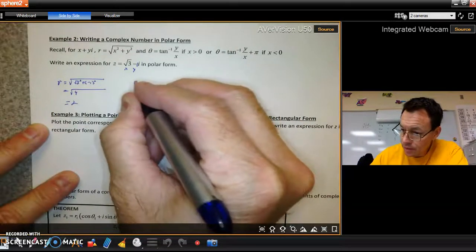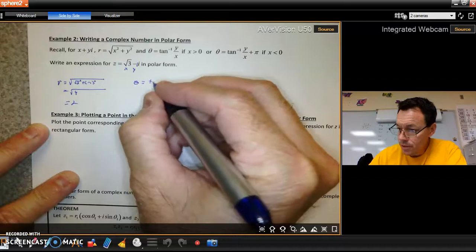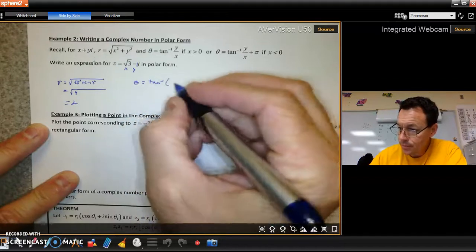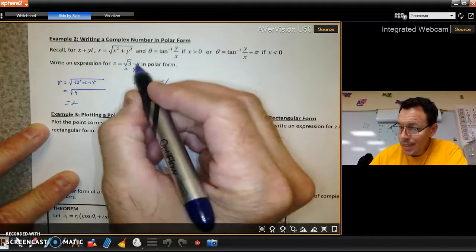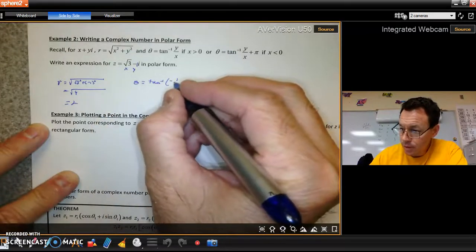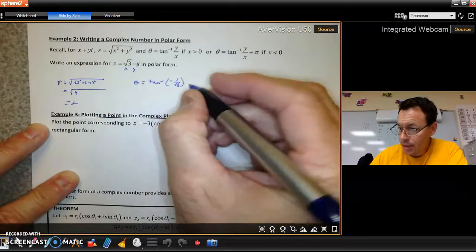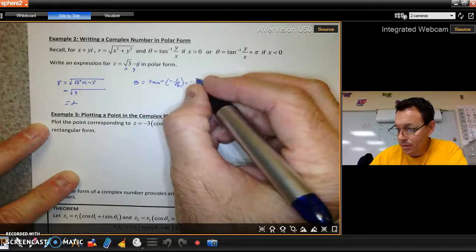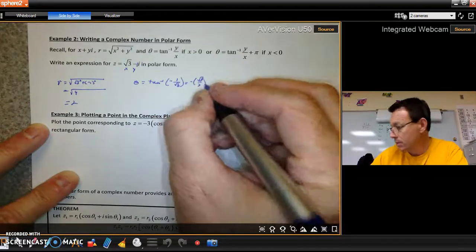Now we're going to do our theta. So inverse tangent of negative 1 over radical 3. So negative 1 over radical 3. Now that's really negative radical 3 over 3.